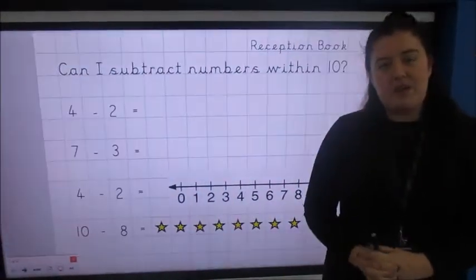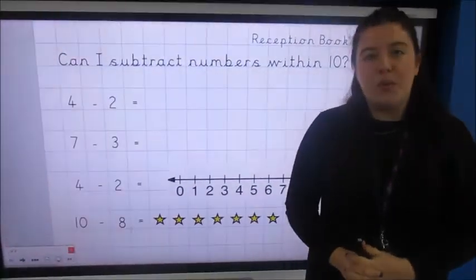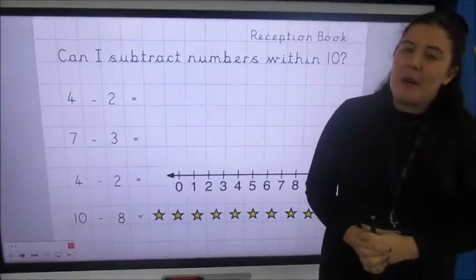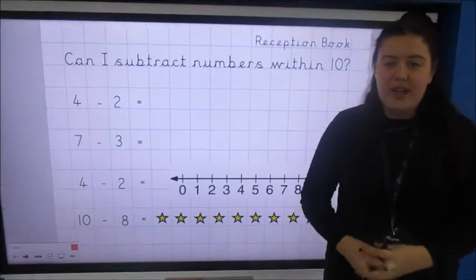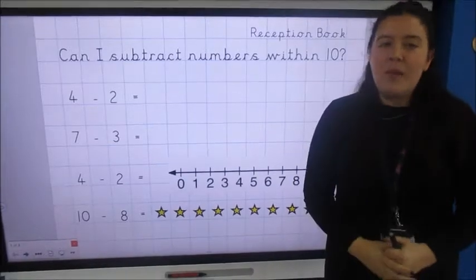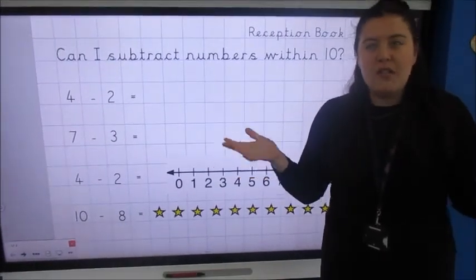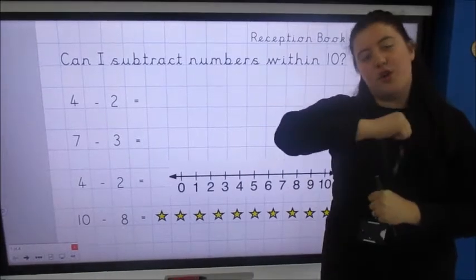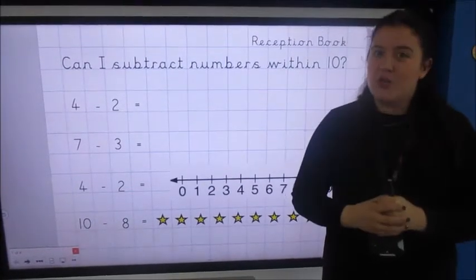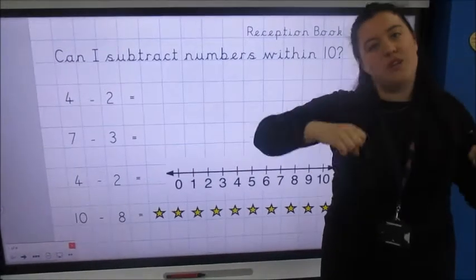So today we're going to be carrying on with our learning from yesterday, thinking about subtraction. So as Miss James and Miss Richards have been telling you all week, our arm goes like this and we subtract. And when we subtract, what happens to our numbers? What happens to our answer if we subtract? Well done, the answer gets smaller because we're taking things away.